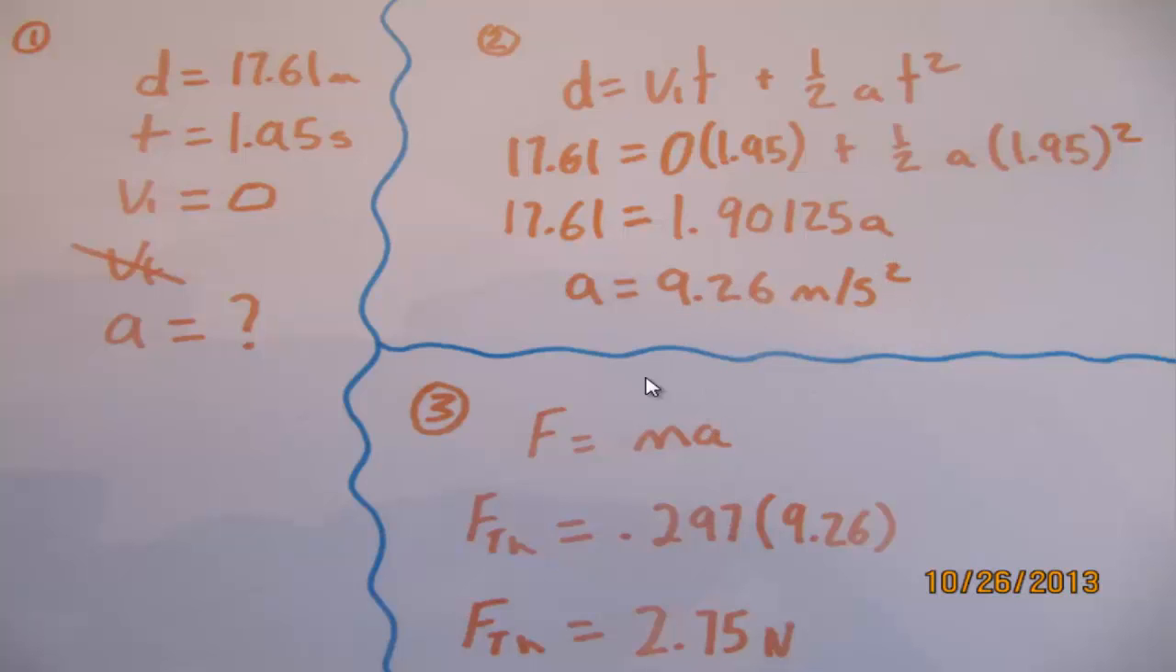Now that we have this, we can calculate the force of thrust applied on the car using Newton's second law. The car weighs 0.297 kilograms and the acceleration of the car is 9.26 meters per second squared, and the final thrust comes out to be 2.75 newtons. This may seem like a low number, but this is 2.75 newtons worth of force being applied to the car constantly.